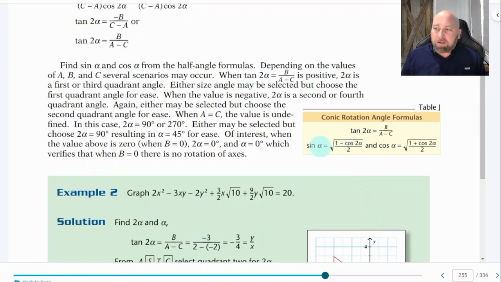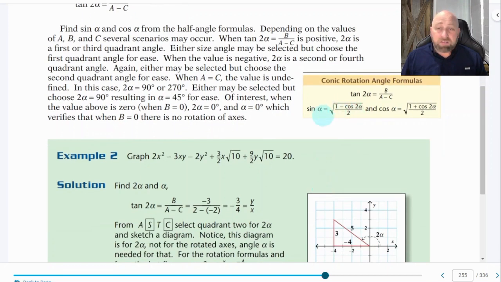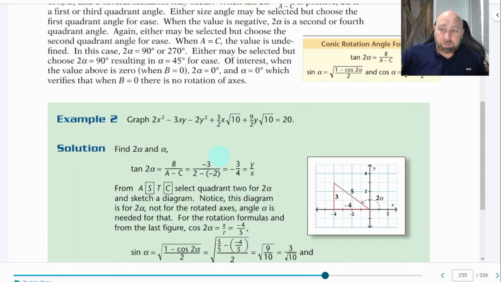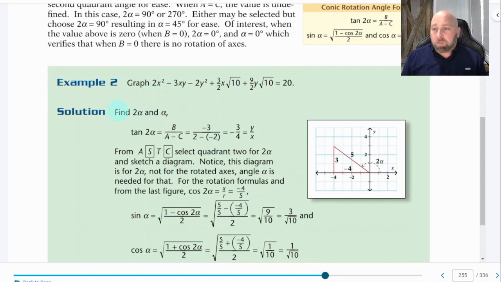All right, when we get back here, we see that the sine of alpha is exactly that half angle identity that we used, the square root of 1 minus cosine of 2A over 2. There it is. So we're just going to plug into this, and we're going to be able to figure out our sine A and our cosine A. We're going to need that to continue to do the rest of the work. All right, so to find 2A and A, we're going to plug into this formula, tangent 2A equals B over A minus C.